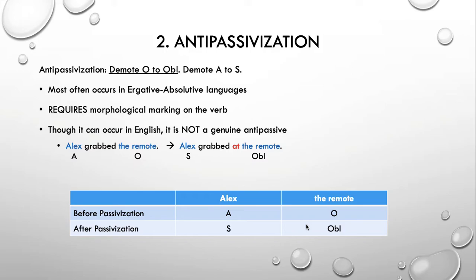Second is anti-passivization. This is a demotion of the object to an oblique. This also causes the demotion of the transitive subject to an intransitive subject. This most often occurs in ergative absolutive languages. It does require morphological marking on the verb, and it can be done in English, but it's not a genuine anti-passive. As you can see, the remote, which is the object, gains an adposition before it to make an oblique.